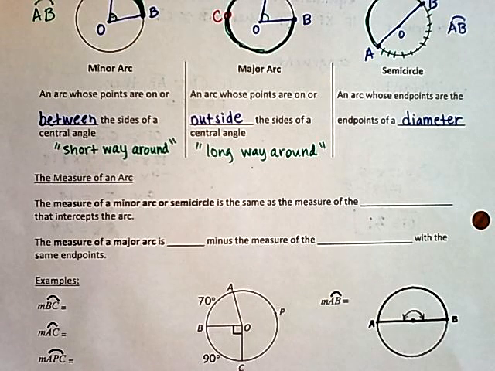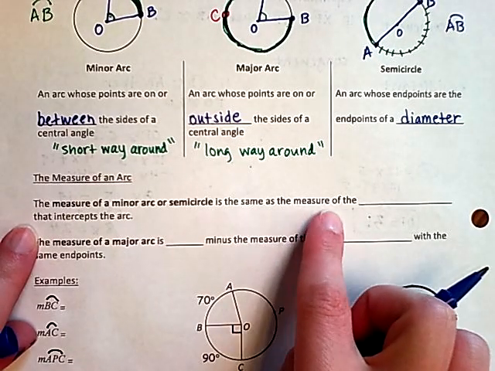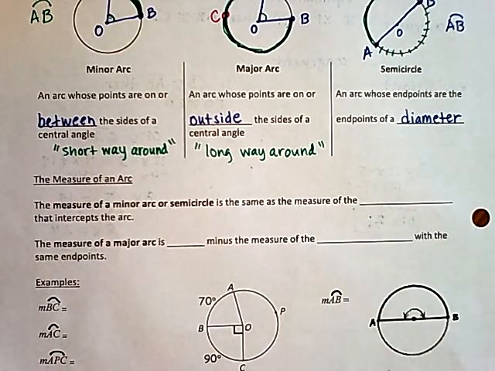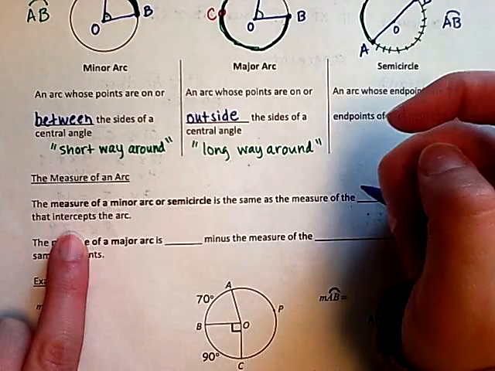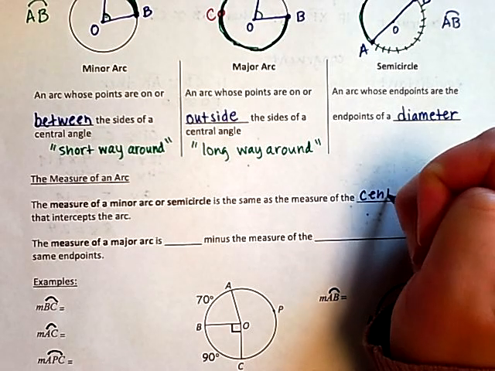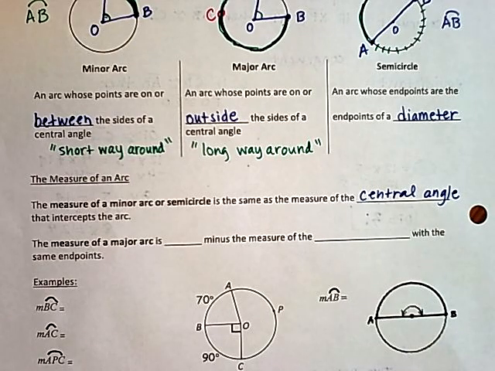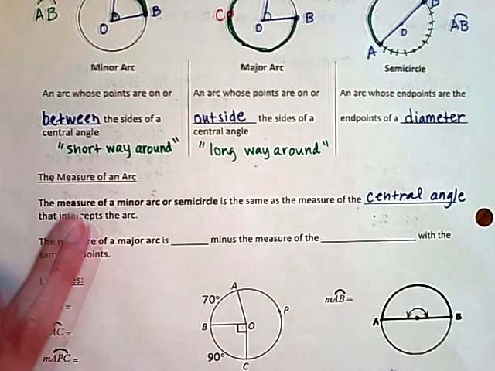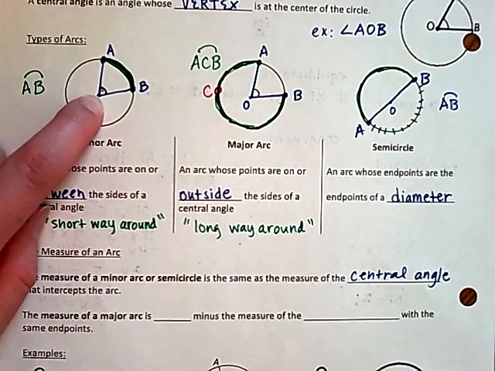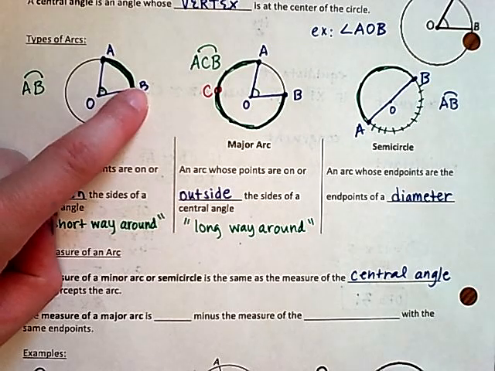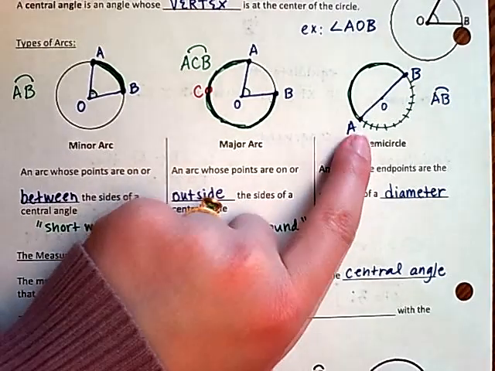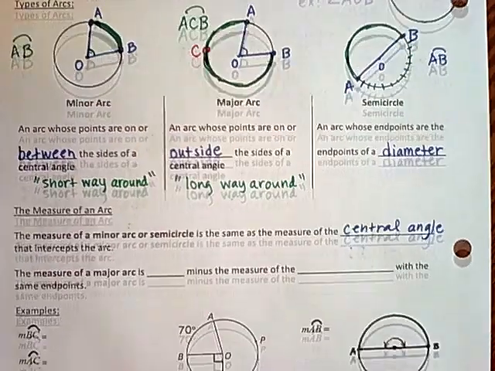Okay, so the last thing we're going to review on this note sheet is how do we describe the measure of an arc? And it's pretty simple. The measure of a minor arc or a semicircle is the same as the measure of the central angle that intercepts the arc. So what does that mean? It means whatever the measure of this angle is, like in this picture, that would also be what we would say the measure of this arc is.